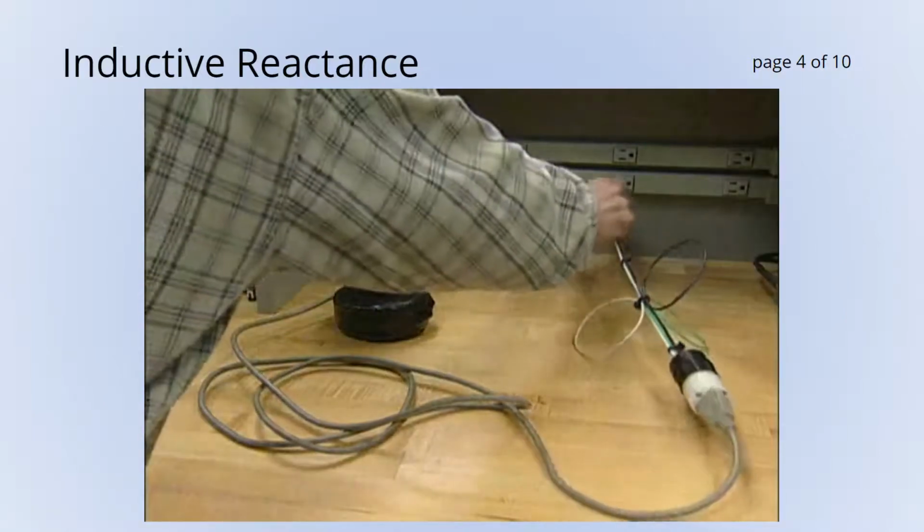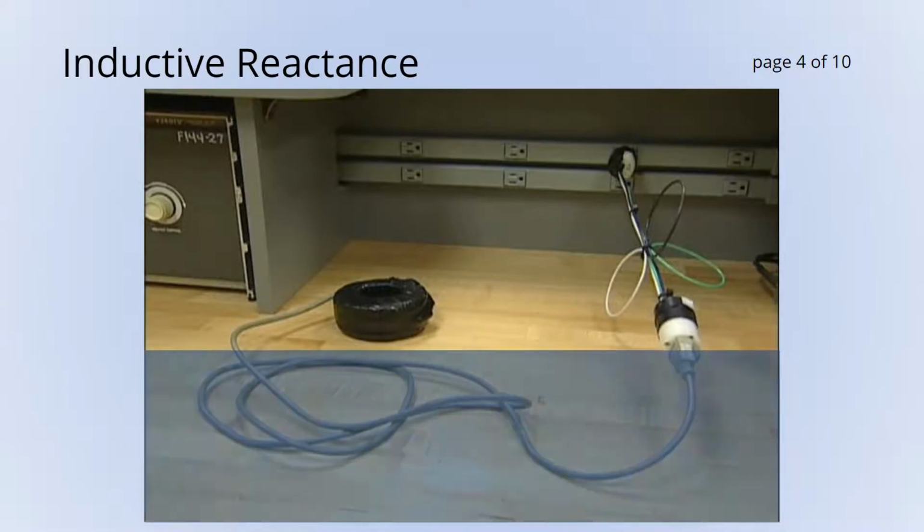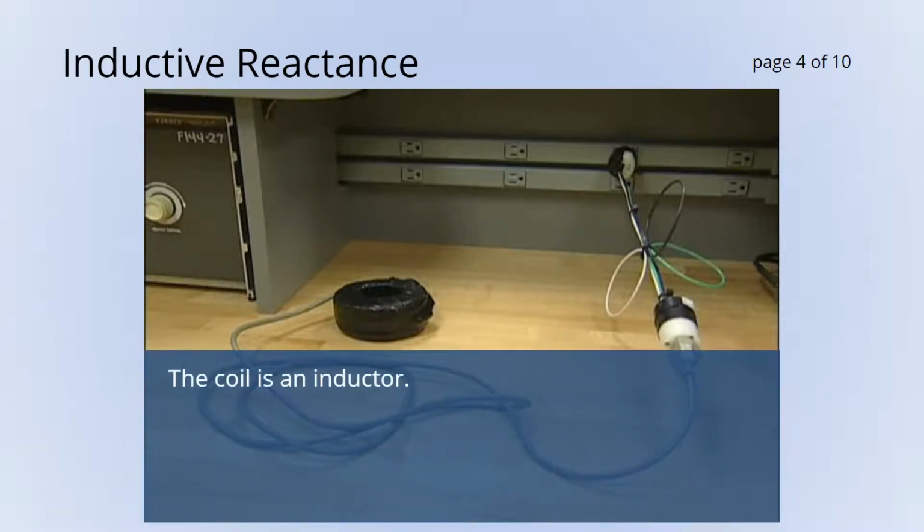Let's plug the coil into the socket to determine if the circuit breaker trips as predicted. The lights in the room are still on. Why didn't the circuit breaker trip? The circuit breaker does not trip because the coil is an inductor.